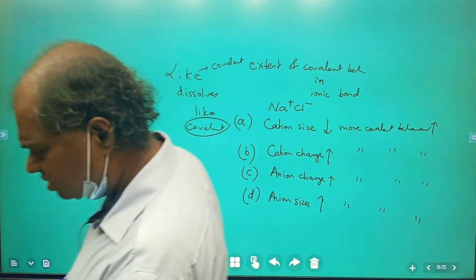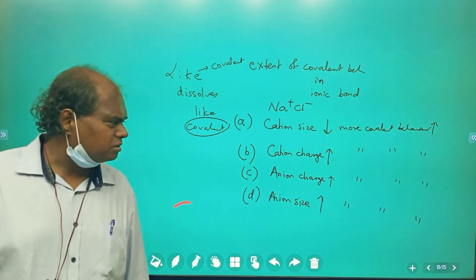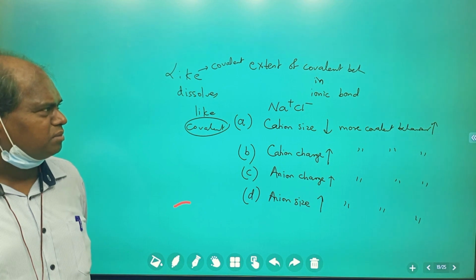Okay, I hope you understood this. So this is Fajan's rule. It will tell you the extent of covalent behavior.